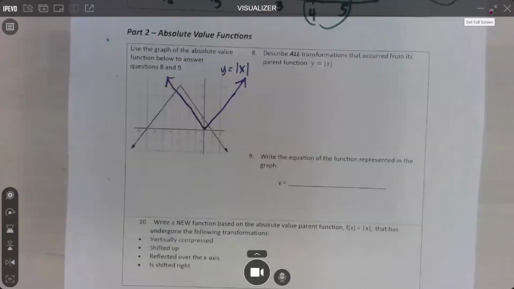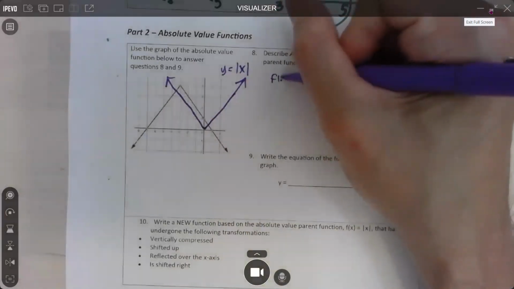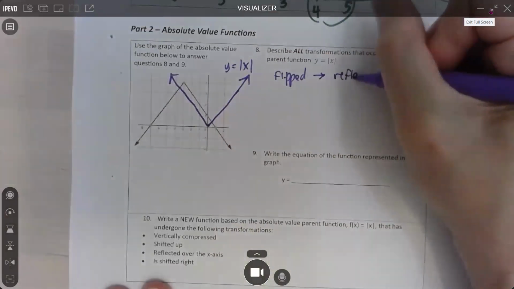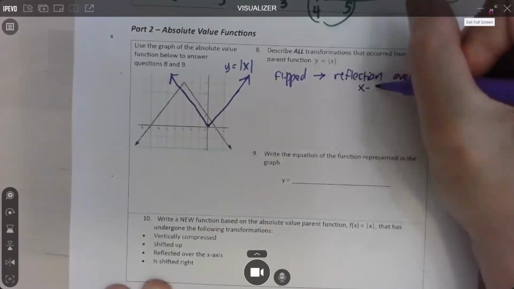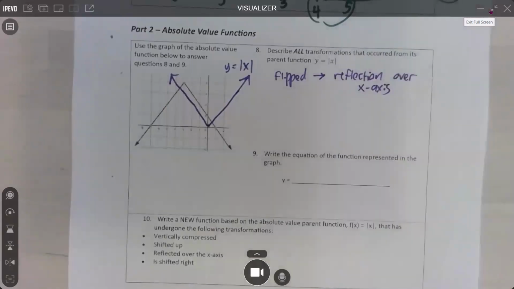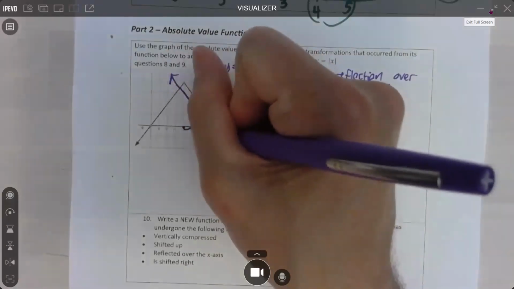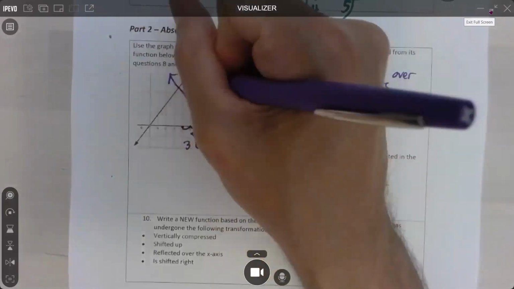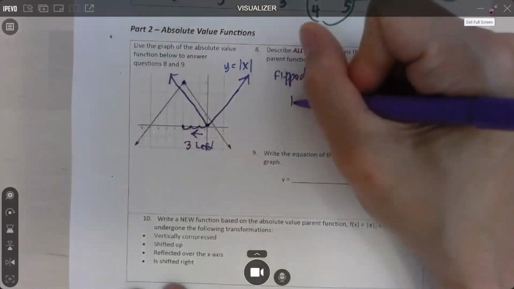Now, as far as the transformations go, think about what happened. Okay, it flipped over. We call that a reflection over the x-axis. So anytime it flips over, it's going to be a reflection over the x-axis. It also shifted 1, 2, 3 units to the left. Because if you look at this coordinate, that's 3 units from this way. So it's going to be left 3.